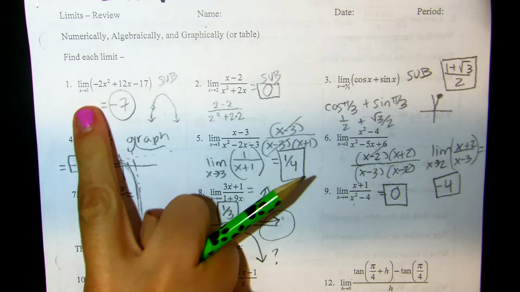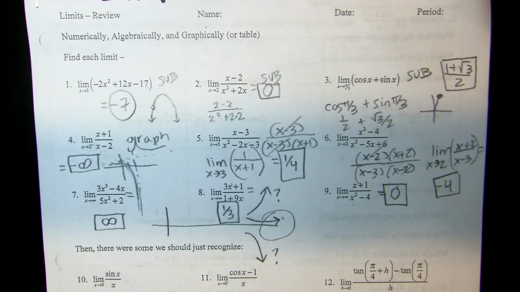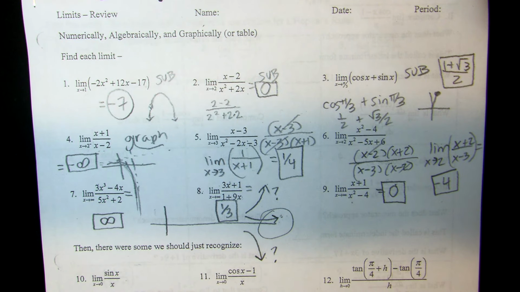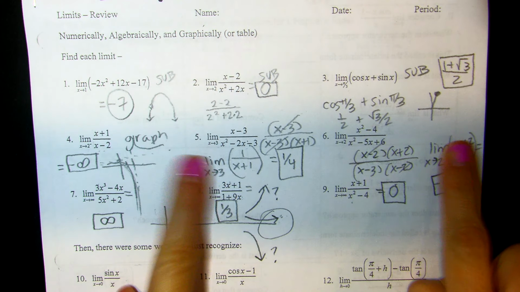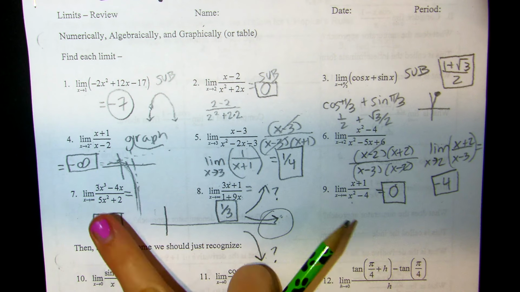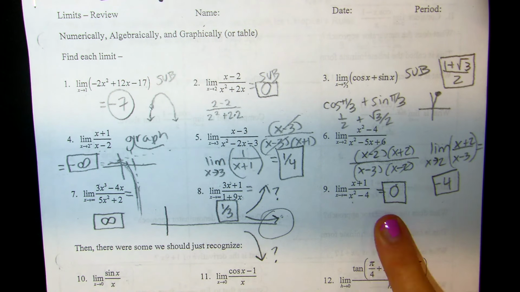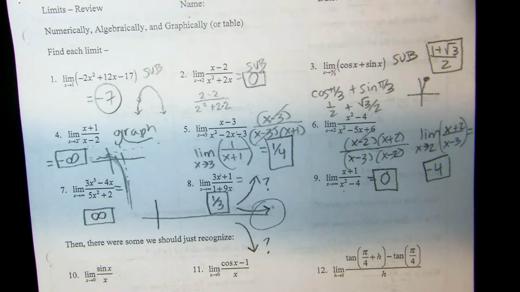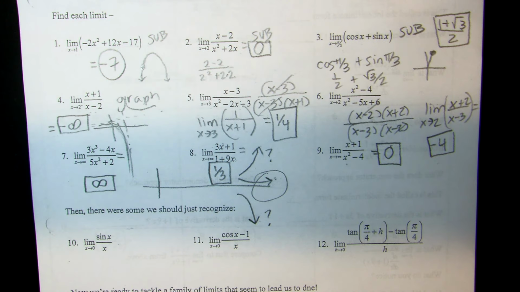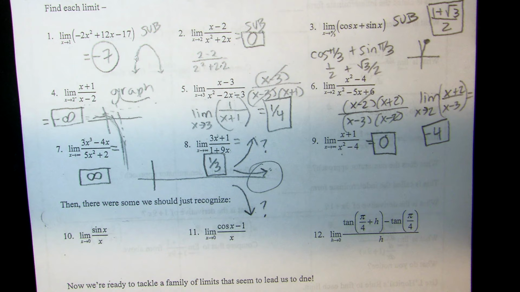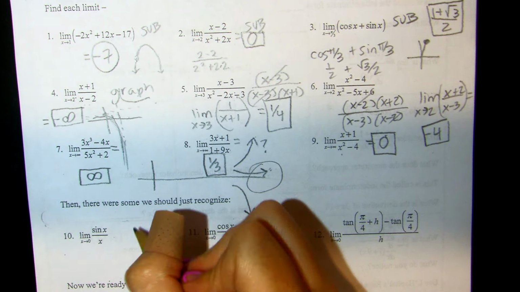So we went ahead and we did substitution in the first row. In the second row, you had a little bit of review with graphing and then algebra. And then all of the problems in this last row are end behavior. Okay, almost done with August, September limit review. There were some we should just recognize. So this is one that we went ahead and memorized.